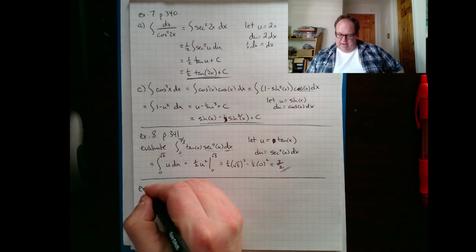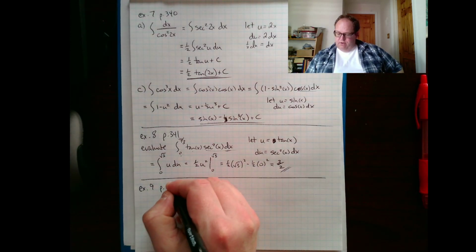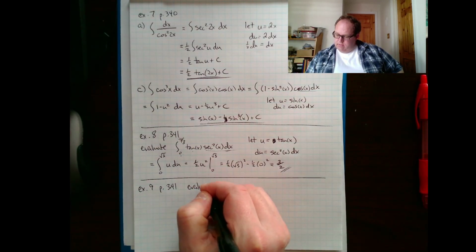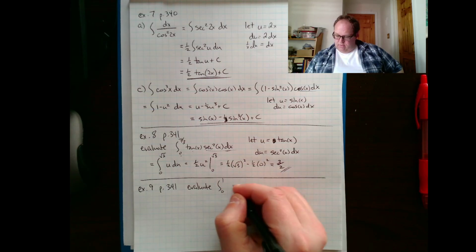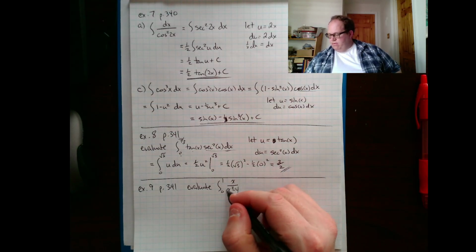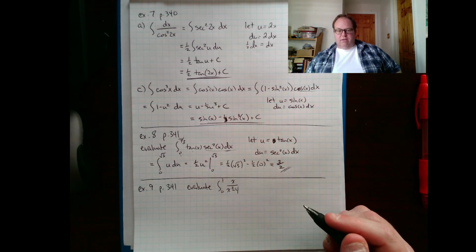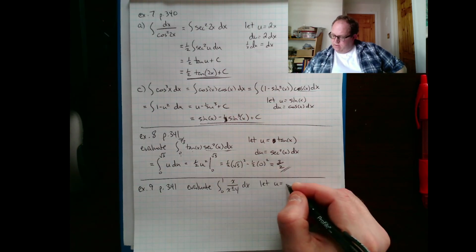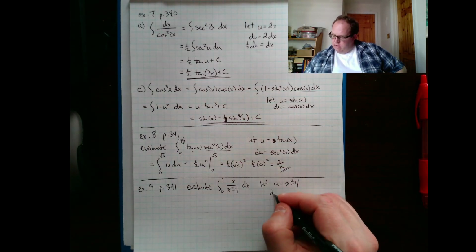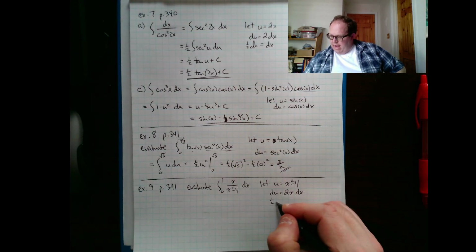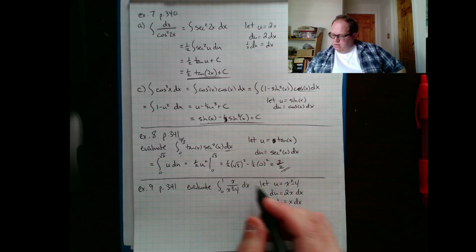One last example of that, example 9 from page 341, where we are asked to evaluate the integral from 0 to 1 of x over x squared minus 4. Again, I look for that combination, something and its derivative, and the derivative of x squared minus 4 will just have a linear component to it. Left my dx out. So I'm going to let u equal x squared minus 4. Then du would equal 2x dx, or a half of du would equal x dx, which is what I've got right there.